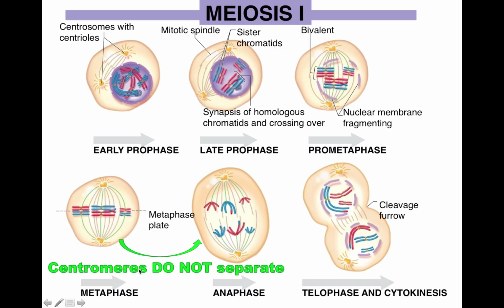Notice that the centromeres do not separate, the sister chromatids do not separate from each other at meiosis I. That's one of the key features of meiosis I, that you do not separate the 2 sister chromatids from each other. Instead, 1 whole chromosome of each pair goes to each pole.